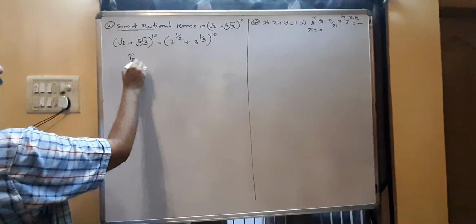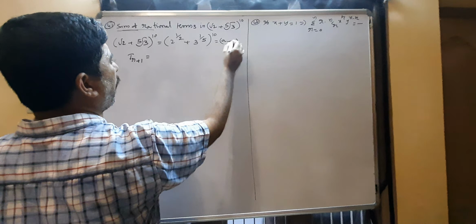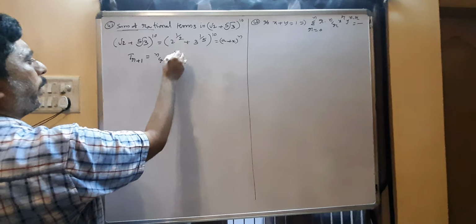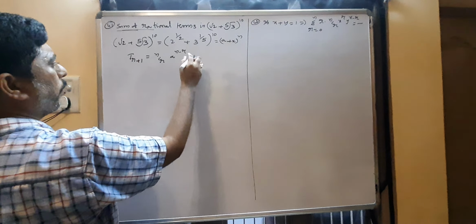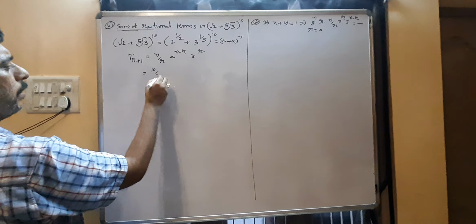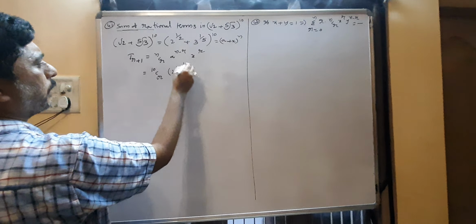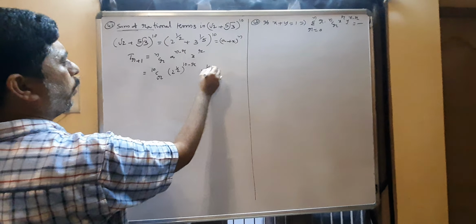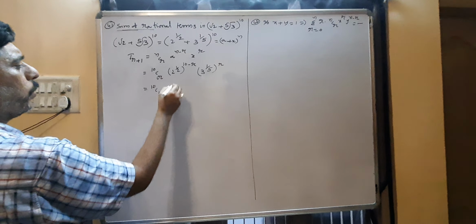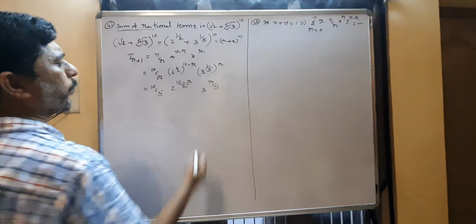The general term T(r+1) is in the form of (a + x)^n or (x + a)^n, that is your choice. nCr a^(n−r) b^r means x^r. So a is 2^(1/2) to the power 10 − r, and x is 3^(1/5) to the power r. So that is 10Cr, 2^((10−r)/2), 3^(r/5).